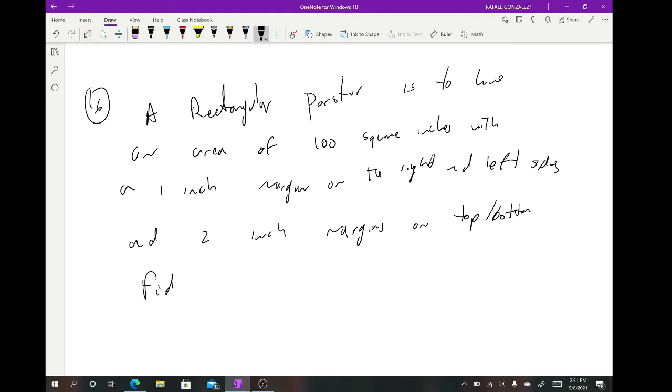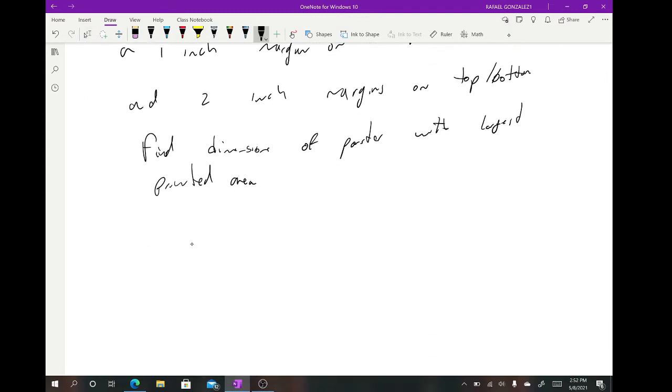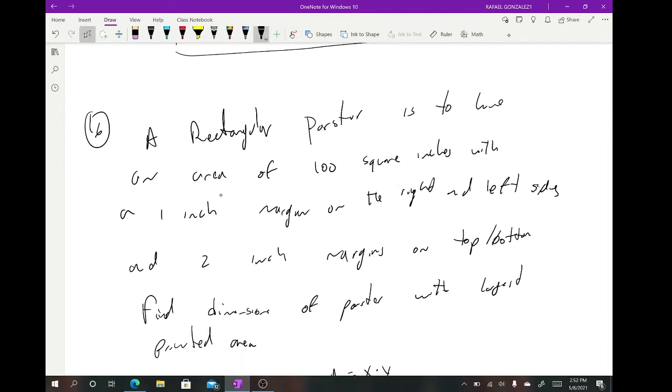So find dimensions of poster with the largest printed area. Okay, so we know something about a poster. It's a rectangle. We know that the area of a rectangle is given by length times height, or x times y. And we know that this area is supposed to be 100. That's given. So it's supposed to have an area of 100 square inches.